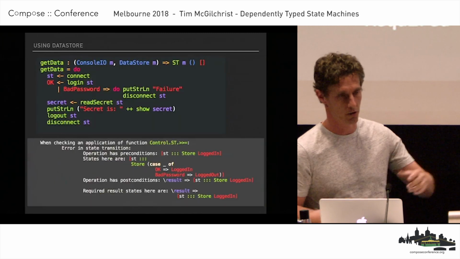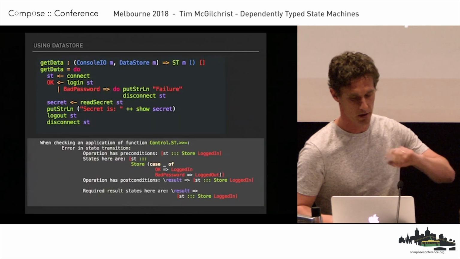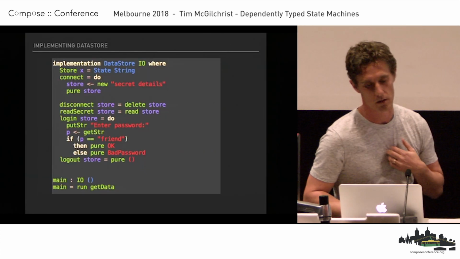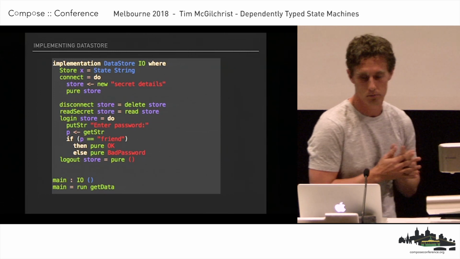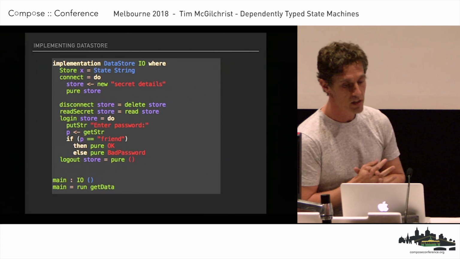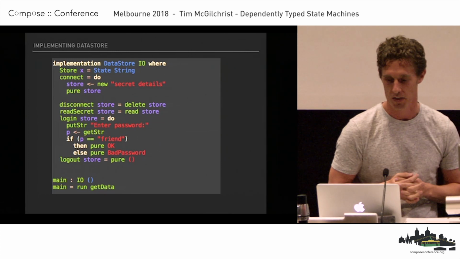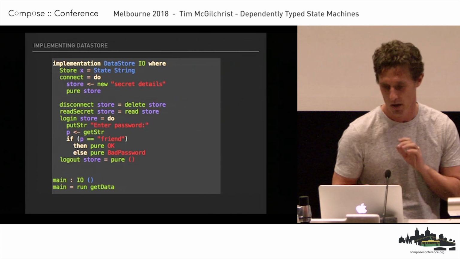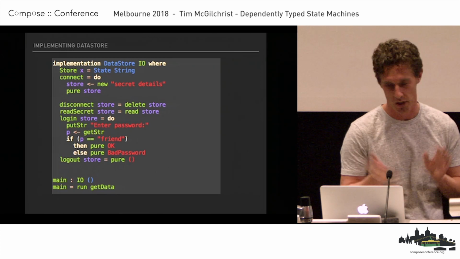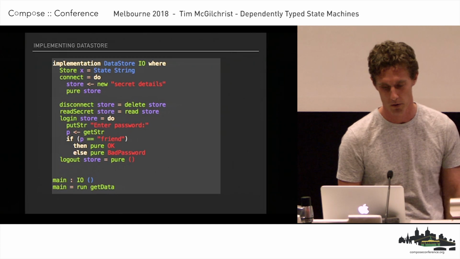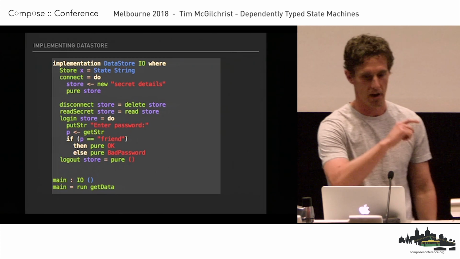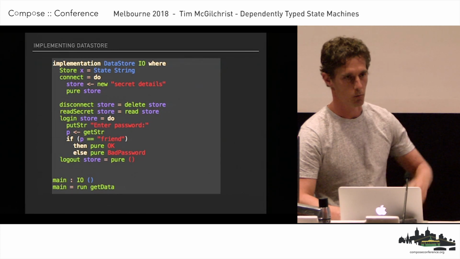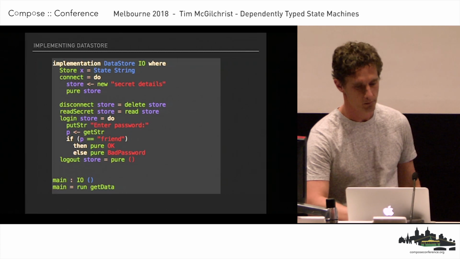So that's using it as a consumer via the type class. And this is an implementation of the data store in the IO monad. So we're initializing our store as a state monad with secret or string. So it's got a string data type in there. We could store something else in there if we wanted to. And then we're just going through and implementing each of those functions that we had on our type class.